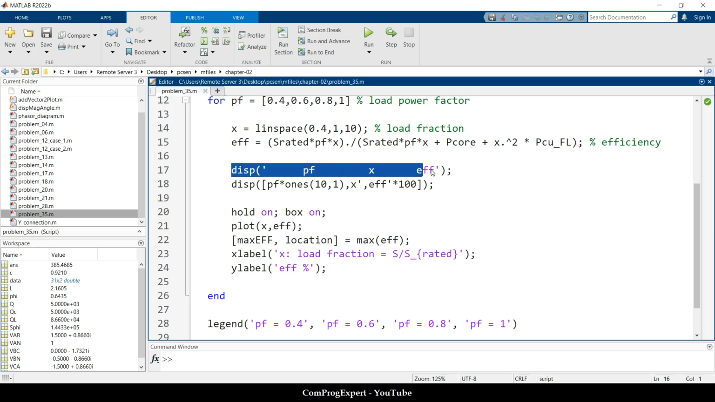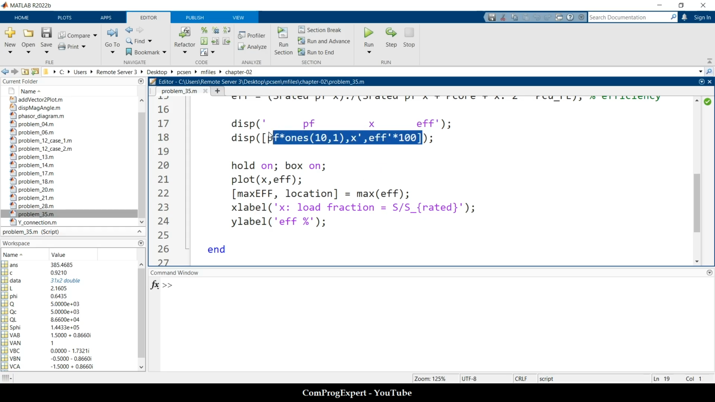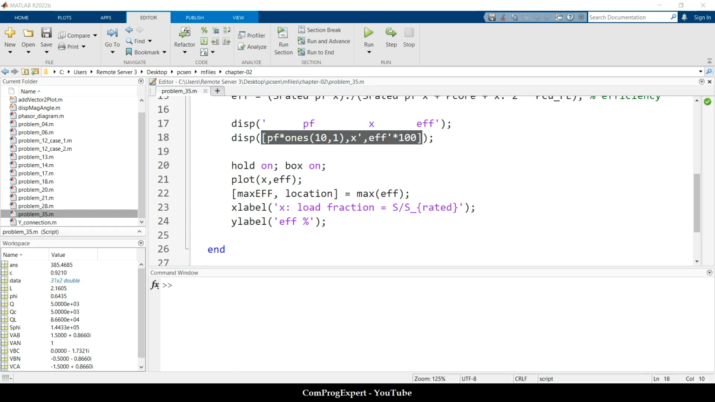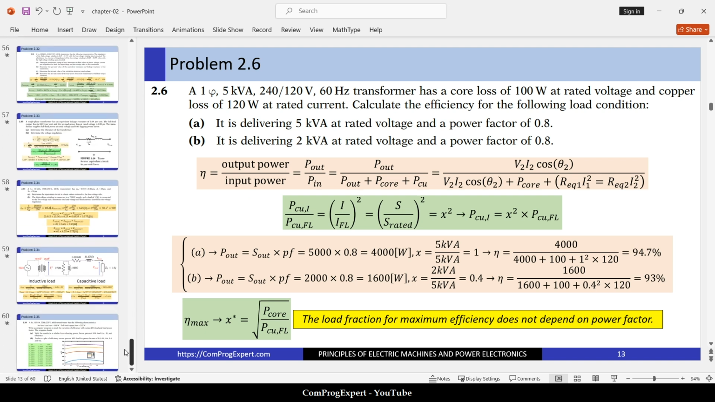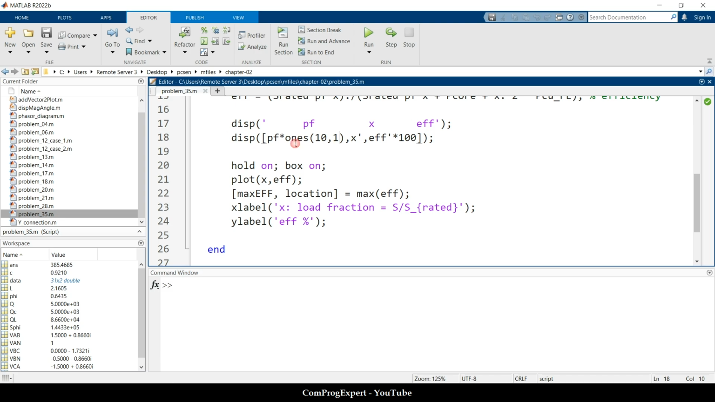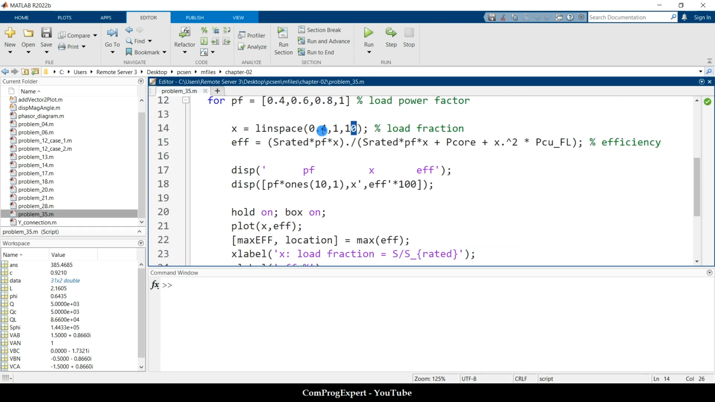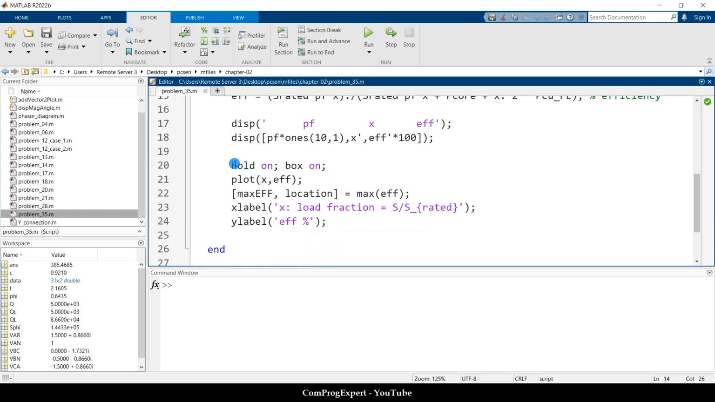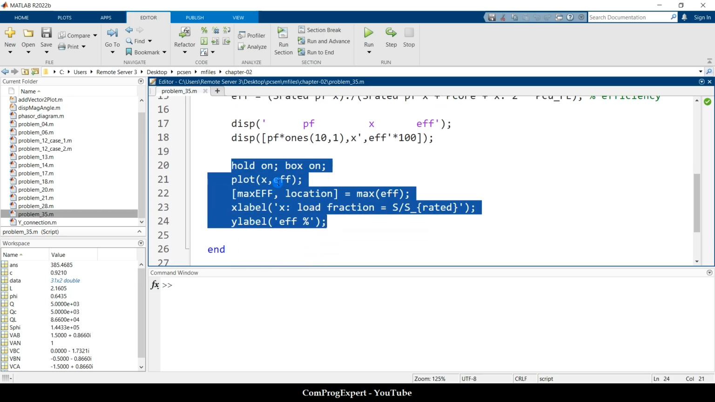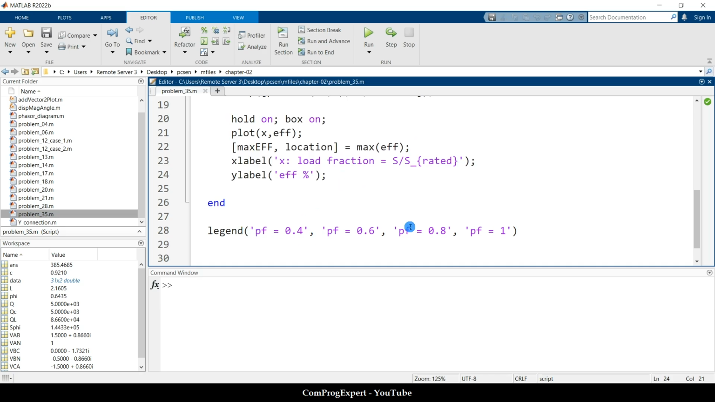Then I display this string in the command window, and then I display this matrix to actually generate this table. Right, simply we can generate this table. Here I only considered 10 numbers for the load fraction from 0.4 to 1. And finally we can plot the efficiency versus load fraction for different power factors from 0.4 to 1.